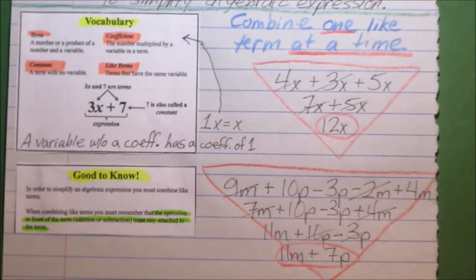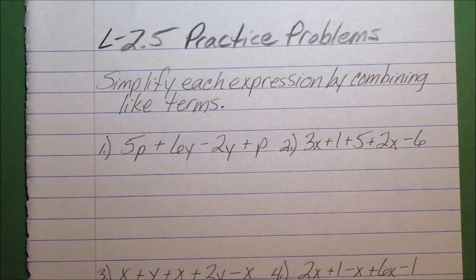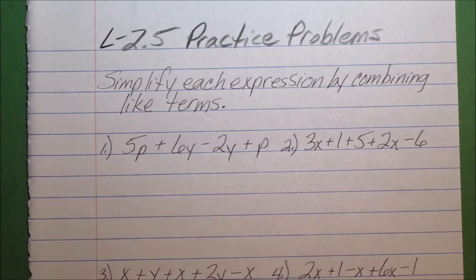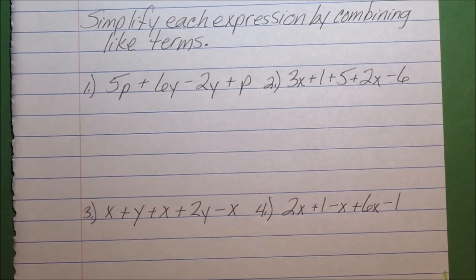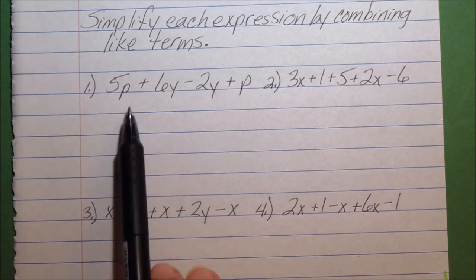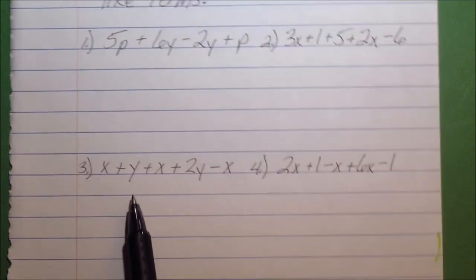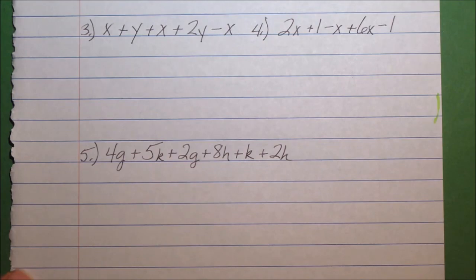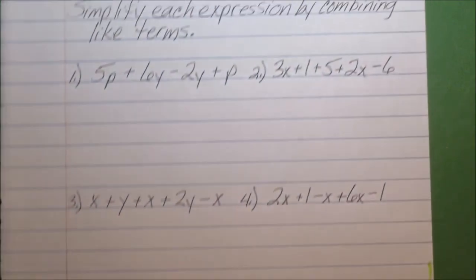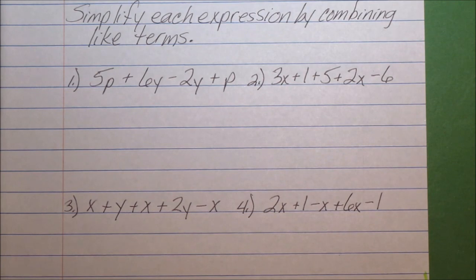All right? Okay, so notes is just one page on this lesson, and let's go ahead and move on to the practice problems. All right, practice problems for lesson 2.5. We have 5 that you can try and work through. Same instructions for all of them. Simplify each expression by combining the like terms. So we have 1, 2, 3, and 4, and 5 down here at the bottom. All right, let me go back up, and then I give you room to pause and work these out.